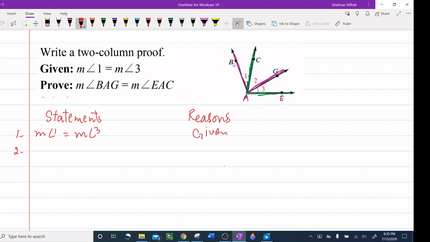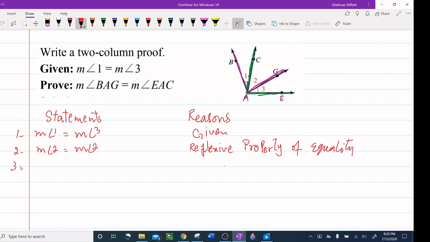So I know BAG is 1 plus 2, and I already told you this angle 2 is common between both of these two angles. So I'm going to say angle 2 is equal to angle 2. This means that's a reflexive property, when something is equal to itself. So that's the reflexive property of equality.